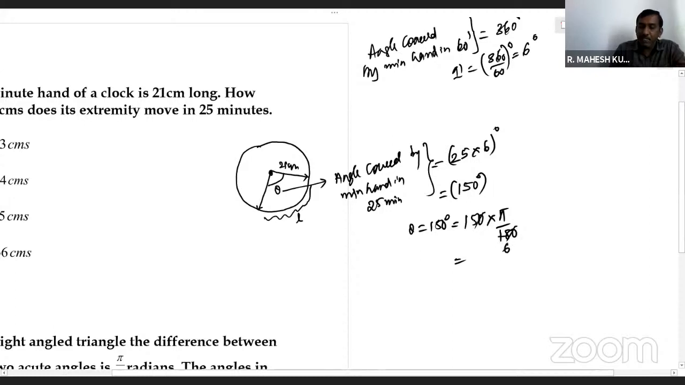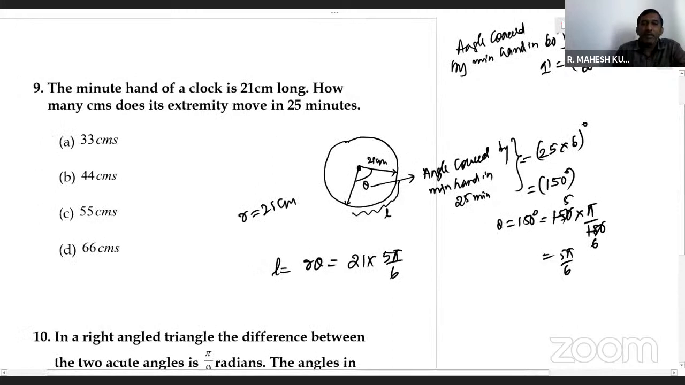3 6 times and 3 5 times. So it became 5 pi divided by 6. Now you need to find out what is L. L is equal to r theta. Radius means the length of the minute hand. It is going to be r is 21 centimeters here. It is 21 into 5 pi divided by 6. Right. So simplify this, what do you get?